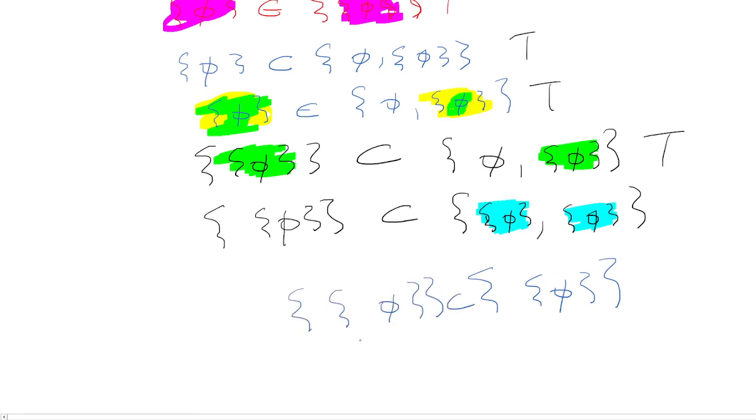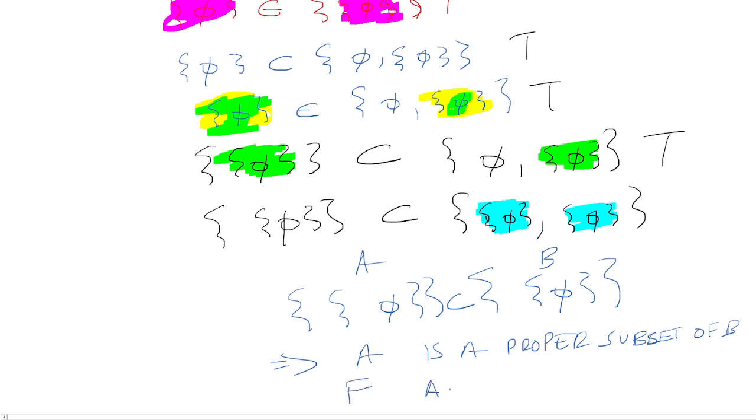Okay. This implies that, let's call this A and this B, A is a proper subset of B. So the way it's written, that's what it says. But that's false. It's false because they're equal. A equals B. So in order to correct this, you have to put this equality here to make it true. But since they're equal, you cannot say that they're proper subsets.